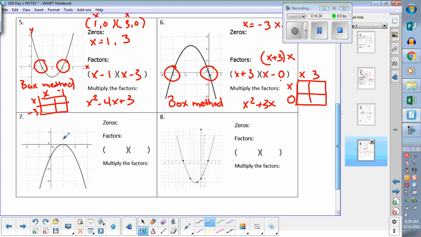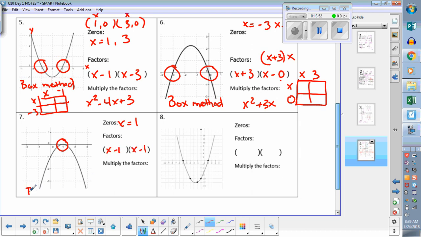All right, now we're going to do the same thing here. Where does this graph cross the x-axis? I'm not going to do the ordered pair, but it crosses it at what? 1. So when we're writing our factors, we only have this one. So we can say x equals 1 and x equals 1, so the factors are x - 1 and x - 1.